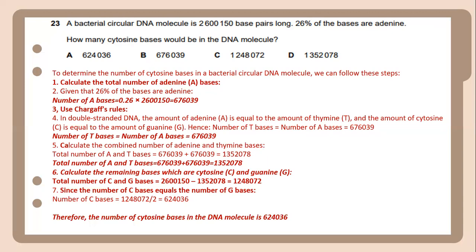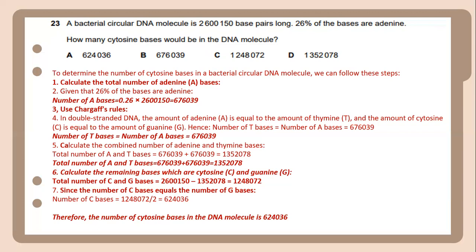Next, calculate the combined number of adenine and thymine bases. The total number of A and T bases is equivalent to 676,039 plus 676,039, and you get the value of 1,352,078. And number 3, you have to calculate the remaining bases, which are cytosine and guanine.